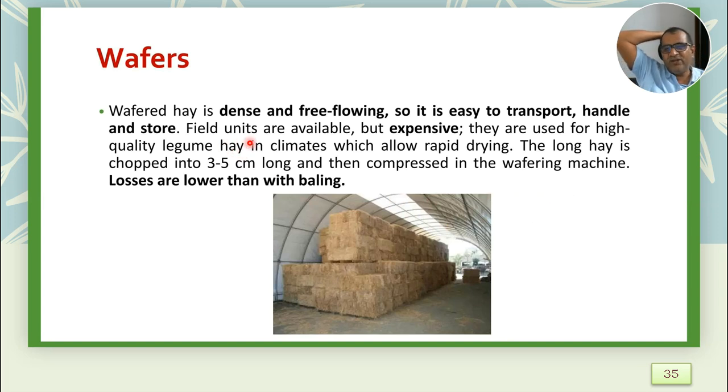And field units are available, but it is expensive. Such house need to be constructed. So they are used for high quality legume in case of hay climates which allow rapid drying. Then the long hay is chopped into 3.5 centimeter long when compressed in wafering machine. Then losses are lower with baling. So this is the way how wafers are stored.